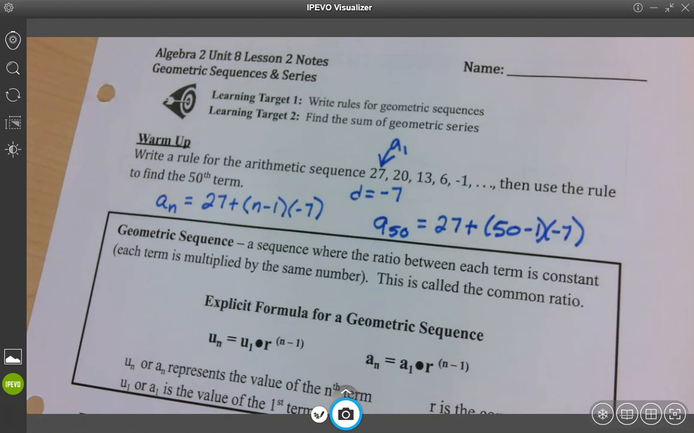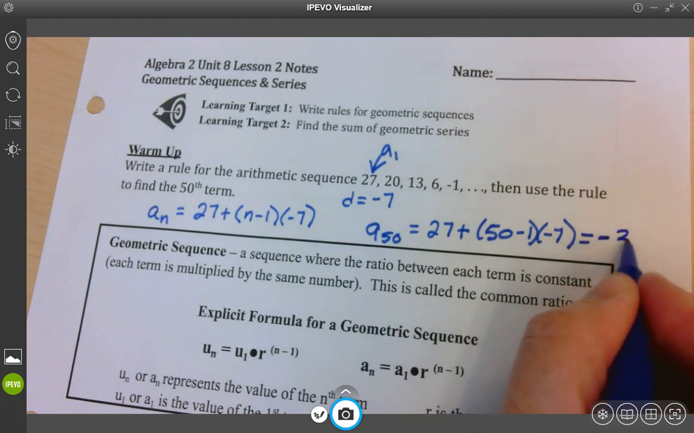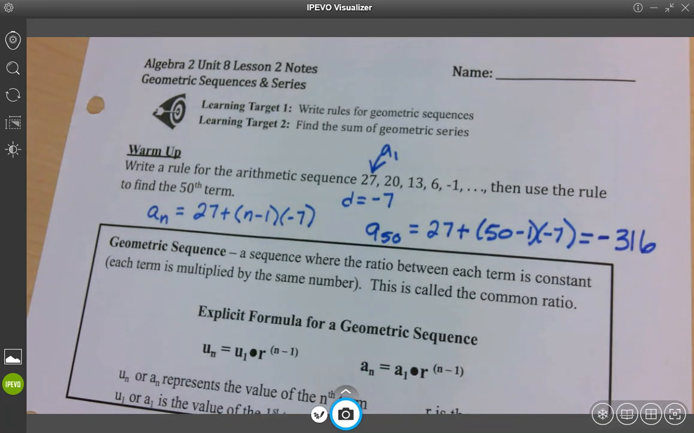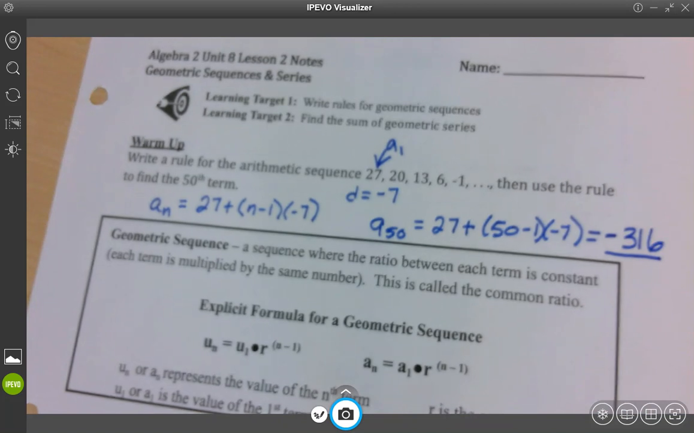All right, anybody have the answer already? Josiah, what'd you get? -316, and Alec is agreeing, and Sky is agreeing? Okay, very good. Gideon, did you also agree? Thank you. All right, so your 50th term was -316.